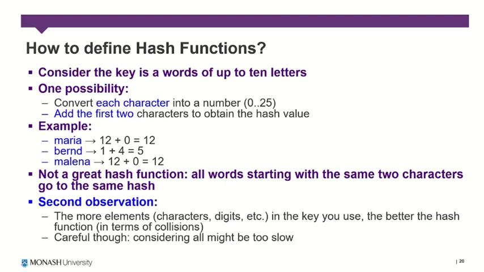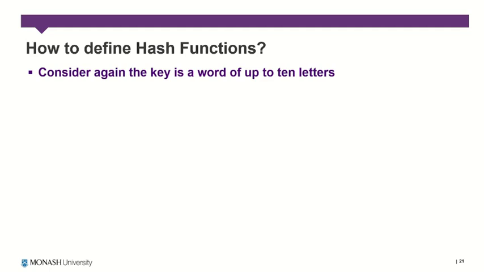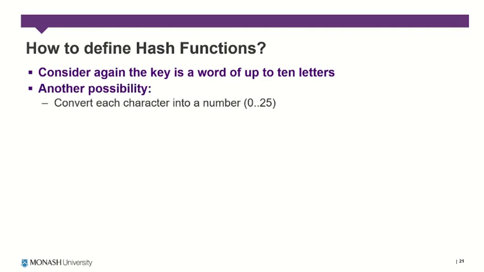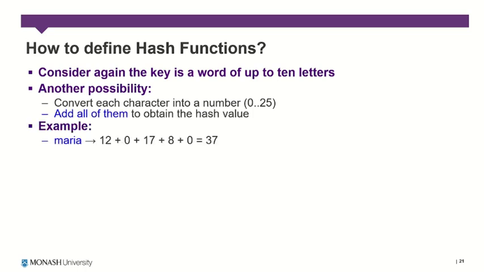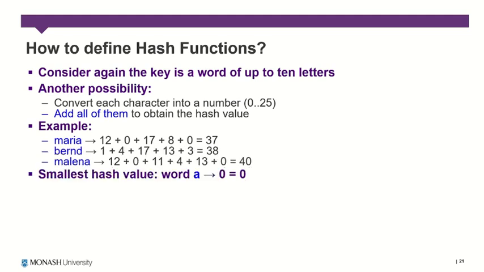Considering though that it has a cost as well, if we use all characters in the key, obviously it's going to make our hash function slower. Let's look at another way to implement the same hash function where we've got words up to 10 letters. Another possibility again would be to use the character from 0 to 25, add all of them together to get the hash value. So this time Maria would be 37, Bernd would be 38, Melina would be 40.